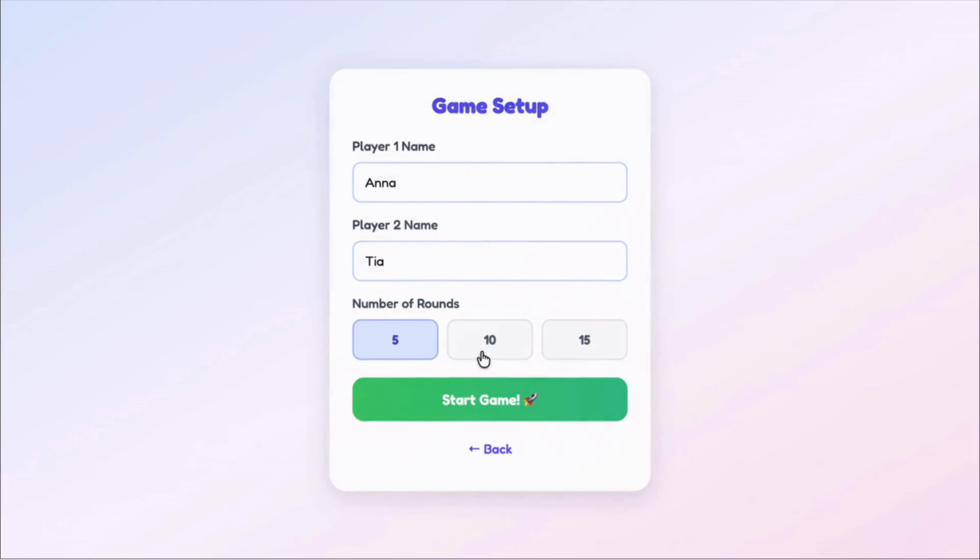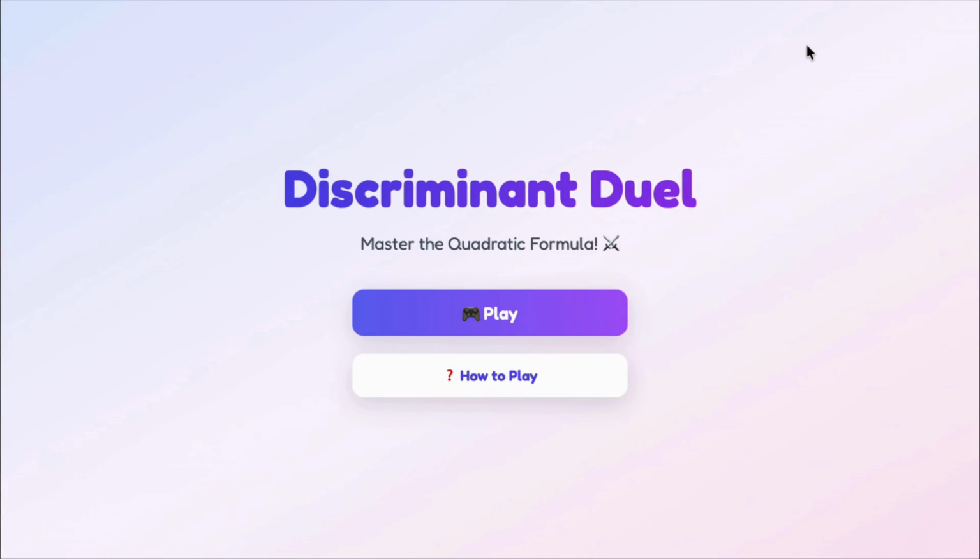We can either play again, or we can go back to the main menu. And that's basically the game. I hope you guys like it. It's just a little something to make working with the discriminant kind of fun.